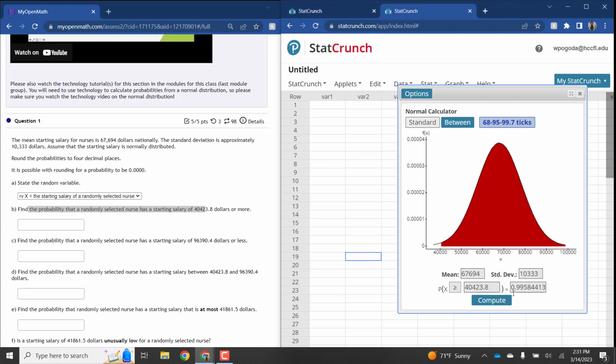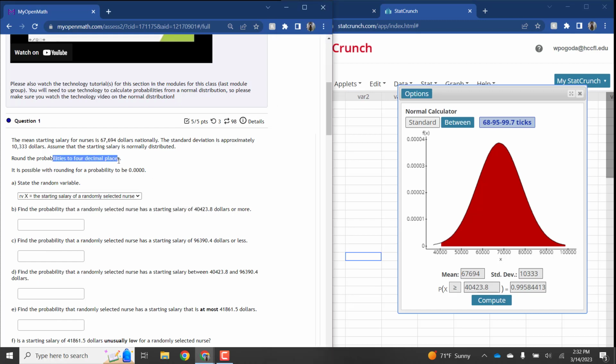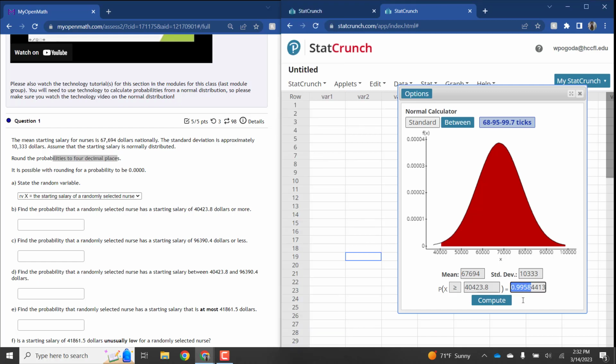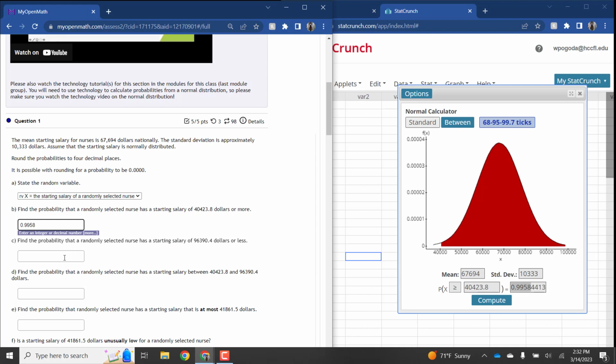So I'm going to click on compute, and there is our answer. It says in the directions to round to 4 decimal places, so that's what we're going to do. If it doesn't specify, that's usually the default. So our answer is going to be 0.9958. Because the next number is a 4, the 8 stays an 8. We do not round it up.